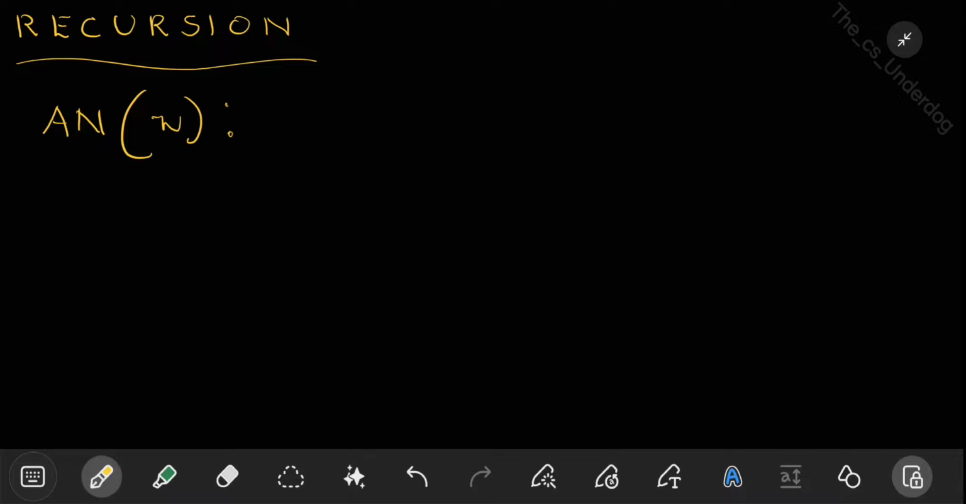So how will you do it? You will have sum. Okay, sum is equal to 0 to begin with. Then you will have a for loop. Here I am just writing an iterative solution. We'll convert this to recursive.